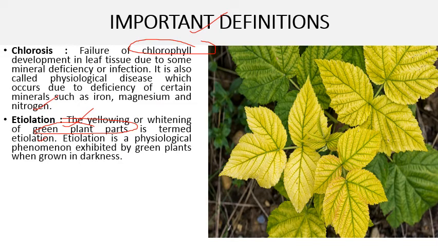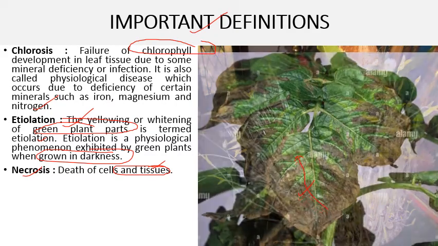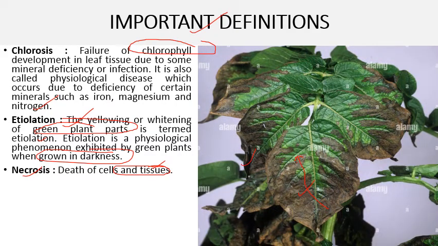Etiolation is a physiological phenomenon exhibited by green plants when grown in darkness. Then in this photograph we can see here, जो pale yellowish color की seedlings हैं, they develop as a result of darkness, और ये ज़्यादा elongated होती हैं as compared to the plants which are grown in sunlight. Third is necrosis. This is the death of cell and tissue. So black color के patches दिखाई देते हैं हमें plant parts पे. So this photograph shows a symptom of necrosis.